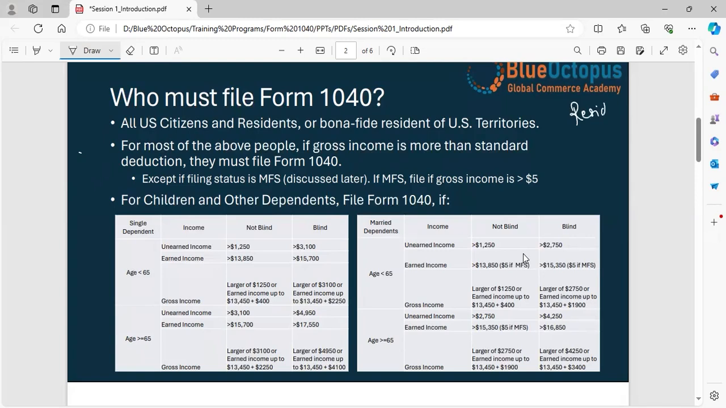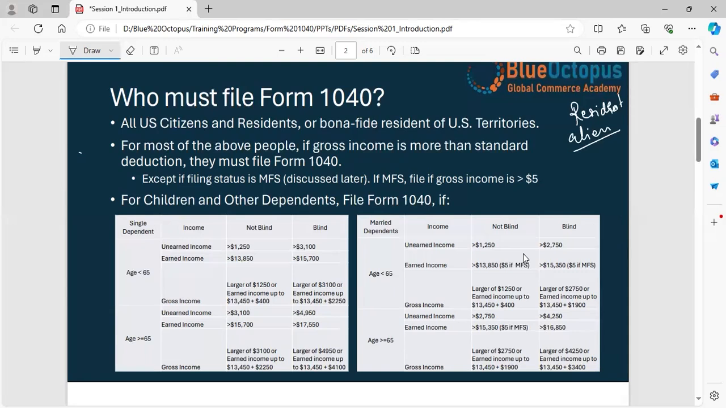There is a term known as resident alien. Resident means you are residing in the US. If you are fulfilling the criteria of residential status in the US, then you will be considered a resident. Alien means you're not a citizen of the US. You are a citizen of any other country other than the US. So resident alien means you are a citizen of another country but residing in the US.